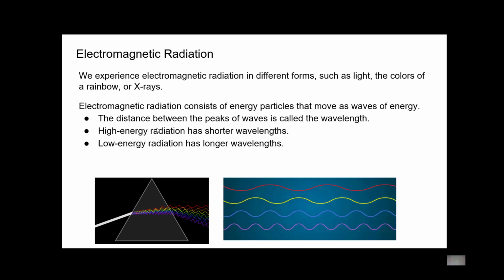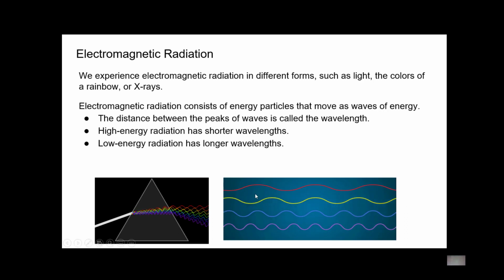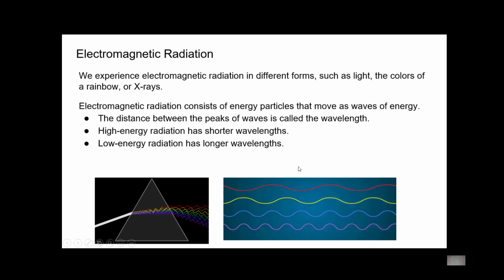The colors that you're seeing here are all different energy levels. High energy levels have a small wave, as you can see here in the purple, and low energy levels are these red waves. You can think of these as tight curls, and this is more of a very loose wave, or a loose curl, if you would.